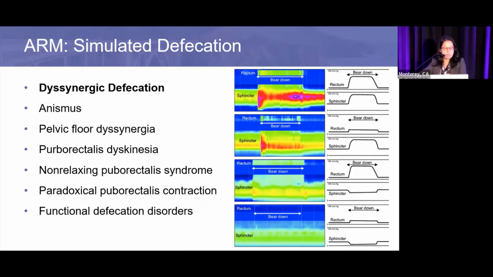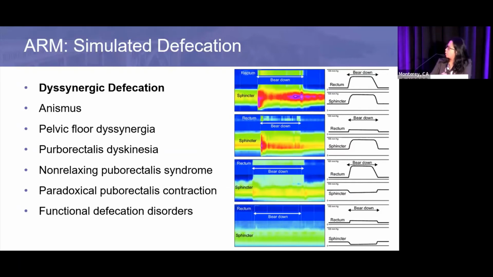All right, this is kind of the key for some of our motility specialists, when we do the simulated defecation. Over the years, there have been many names for it. Nowadays, we call it dyssynergic defecation. That's probably more descriptive, in that you have this incoordination of muscles that are not synergistic, and it results in an issue with defecation. People call it anismus, pelvic floor dyssynergia, paradoxical puborectalis contraction, non-relaxing puborectalis syndrome, functional defecation disorder, but I think dyssynergic defecation is what we're going to go with.